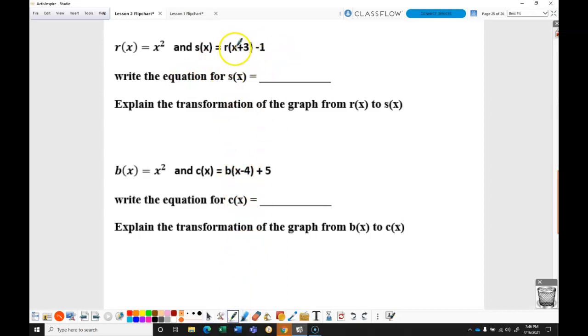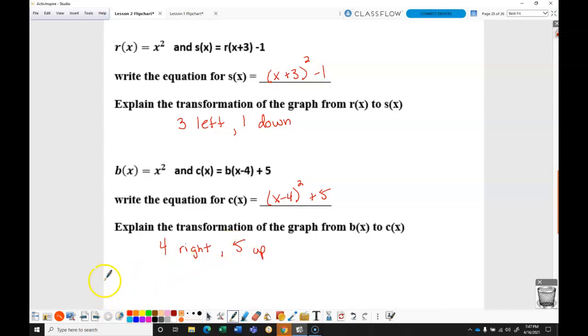So that means instead of having the x there, I'm going to put x plus 3 where the x is. So that means I have x plus 3 quantity squared, and then I'm going to tack that negative 1 on there. And the transformation to get from one to the other is 3 to the left and 1 down. And the next one, I'm going to take x minus 4, substitute it in where x is. So that's going to be x minus 4 squared, and then I'm going to have the plus 5. So it looks like I'm going to be moving 4 in the positive direction, so that's 4 to the right, and 5 up. That's basically what I'm asking for with your closure.